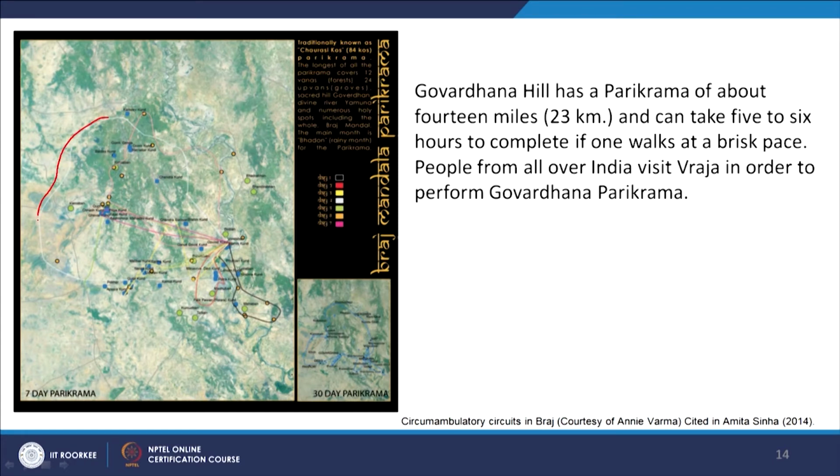People normally celebrate these sites by making parikramas, which are circumambulations going around these historic sites. They have a 7-day parikrama, and a 30-day parikrama, which is a larger one. The shorter one takes about 14 to 23 kilometers, and it takes about 5 to 6 hours.